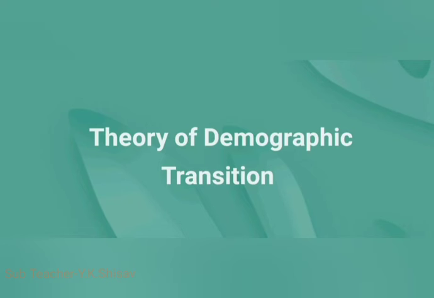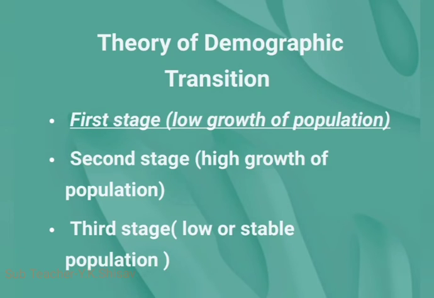So, students, we can see the stages of demographic transition. The theory shows a three-stage relationship between economic development and population growth. According to this theory, as a country advances economically, its population passes through three stages as follows. First stage, that means low growth of population.